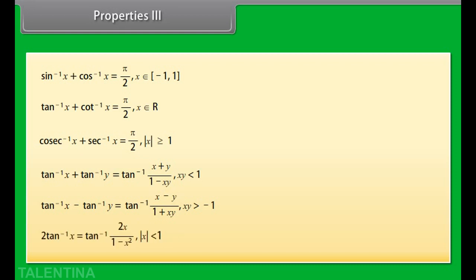2 tan inverse x is equal to tan inverse 2x by 1 minus x square. Modulus of x is less than 1. 2 tan inverse x is equal to sin inverse 2x by 1 plus x square. Modulus of x is less than or equal to 1. 2 tan inverse x is equal to cos inverse 1 minus x square by 1 plus x square.